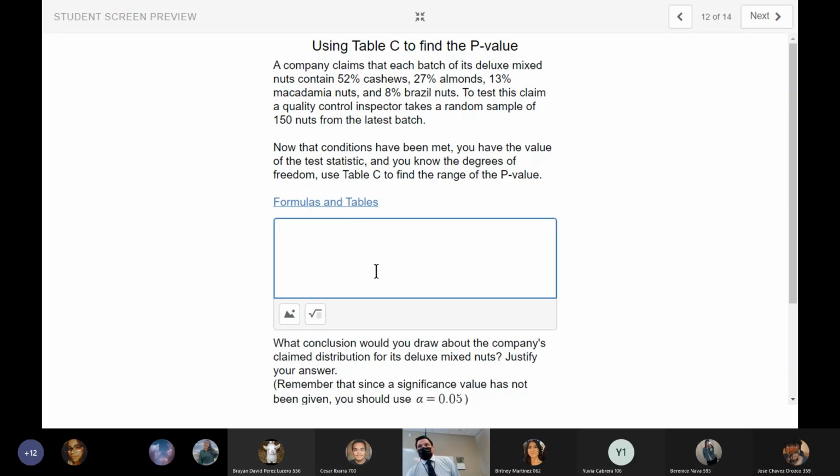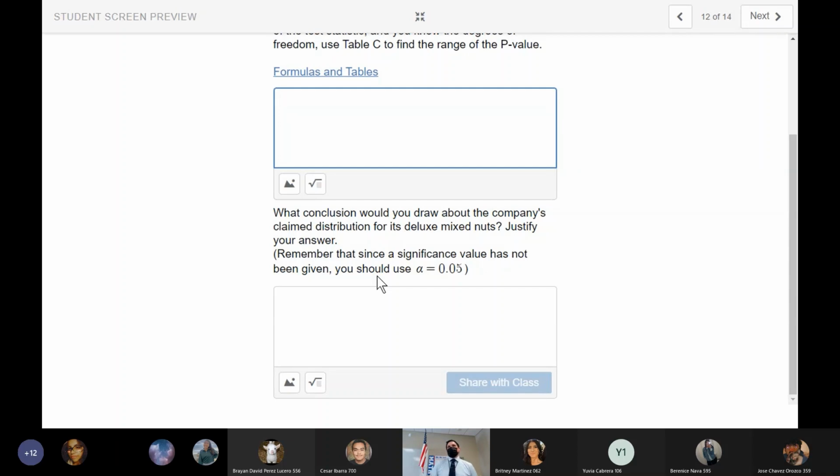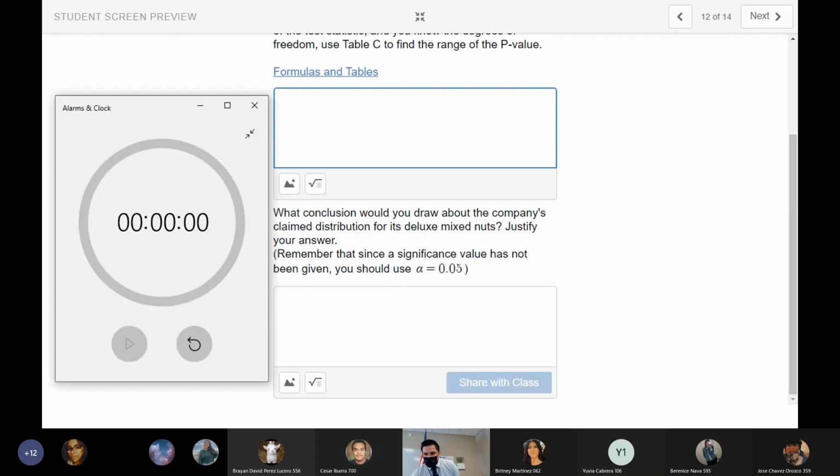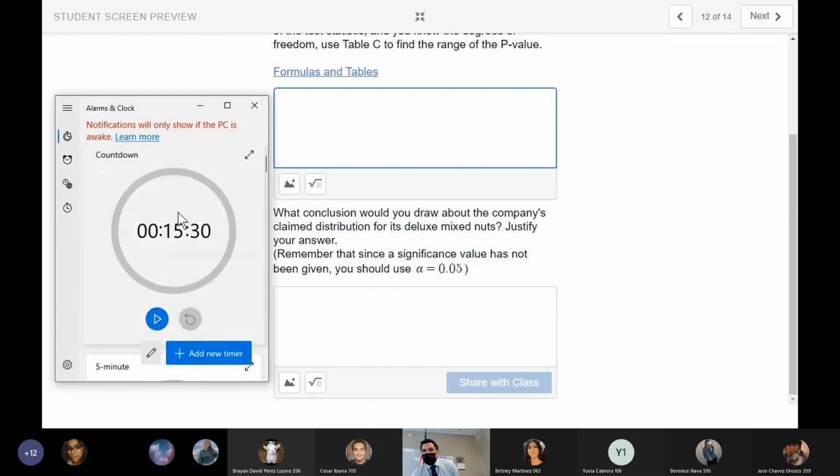After that, write a conclusion that you would draw about the company's claim about the distribution for its deluxe mixed nuts and justify your answer. Remember that since no significance level was stated, we should use alpha equals 0.05 as our default. I'll give you all some time here. If you have questions, let me know, and then we shall talk about it.